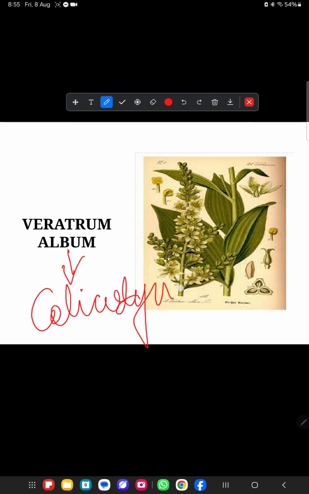Colicodynia. Okay, colicodynia was the disease condition, and for that Dr. Hahnemann prescribed this Veratrum album. In which year was this medicine prescribed?